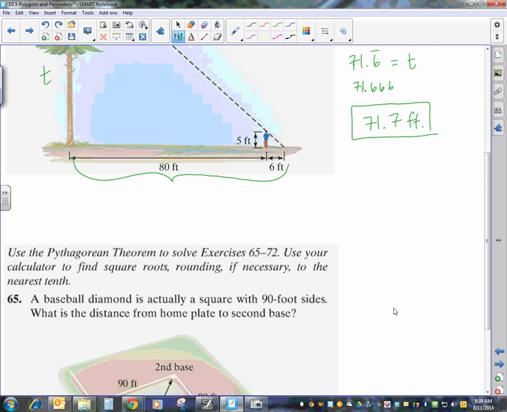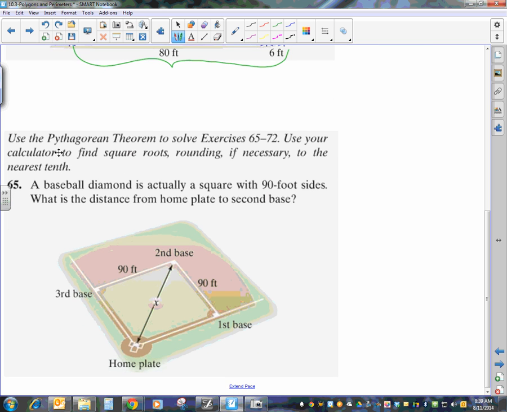Okay, last problem. Application involving the Pythagorean theorem. A baseball diamond is actually a square with 90-foot sides. What is the distance from home plate to second base? So in this one, again, they want us to use a calculator, and we're going to the nearest tenth. All right, in case you can't see, this is what we have as the right angle. Each side is 90, they told me. And this is x, that's what I'm looking for.